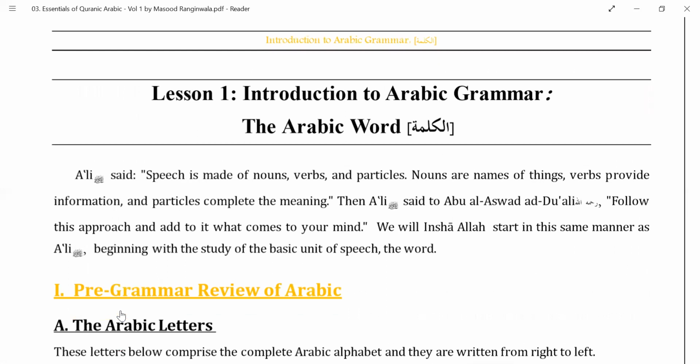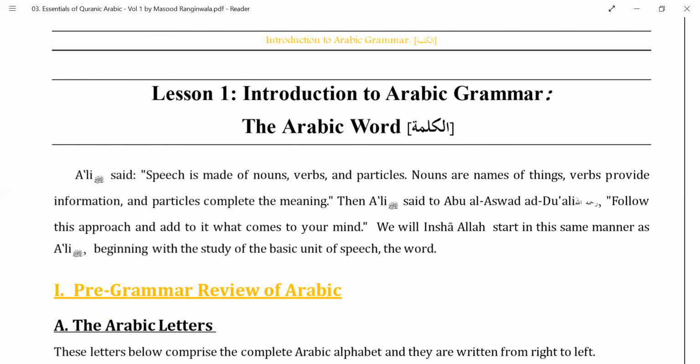In Arabic, the word, W-O-R-D, is known as kalima, al-kalima. Now, the plural of this is kalam, which is speech. And the Quran is the speech of Allah subhanahu wa ta'ala. Our intention for learning Arabic is to understand the speech of Allah subhanahu wa ta'ala, to understand the Quran, so that we can implement it in our daily lives.